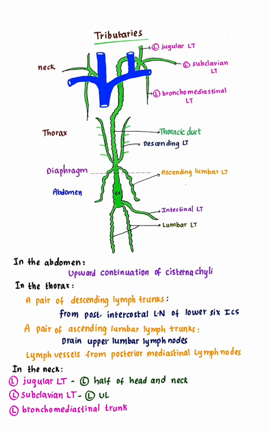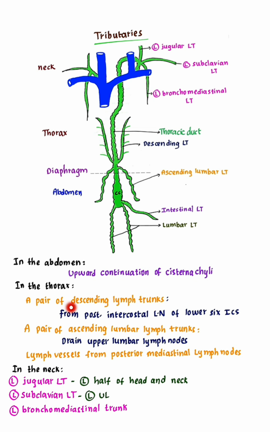Tributaries of thoracic duct. In the abdomen, upward continuation of the cisterna chyli. In the thorax, you can see a pair of descending lymph trunks and a pair of ascending lumbar lymph trunks, the ascending lumbar lymph trunks opening into the thoracic duct.